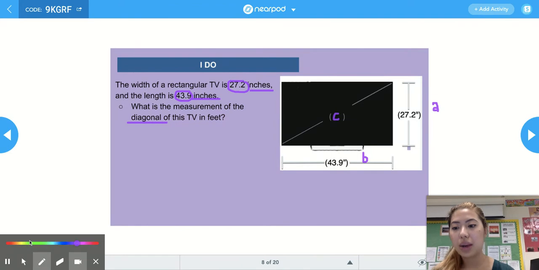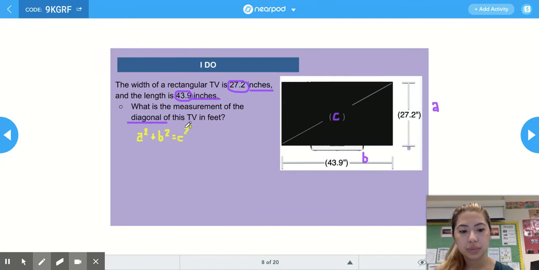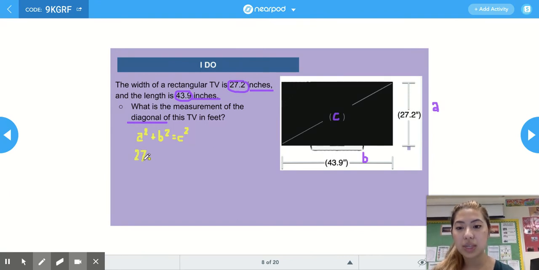So now I'm going to write out my Pythagorean theorem equation, which is A squared plus B squared is equal to C squared. And then I'm going to plug in the numbers. So our A was 27.2, so we have 27.2 squared, plus our B is 43.9, so we have 43.9 squared is equal to C squared.